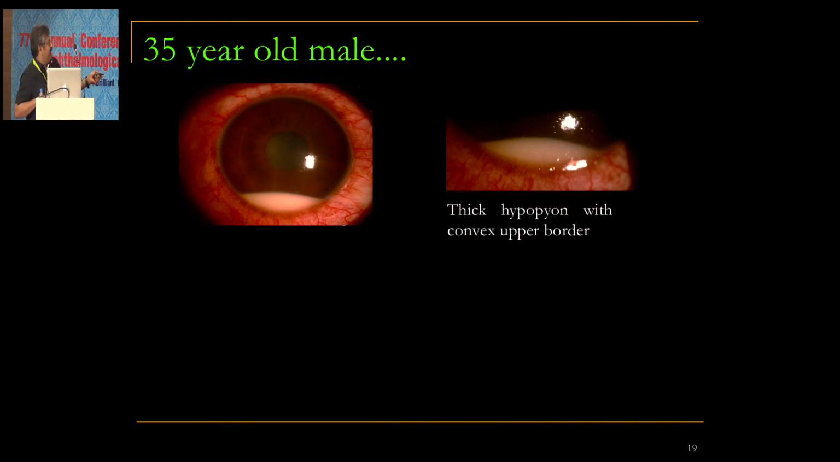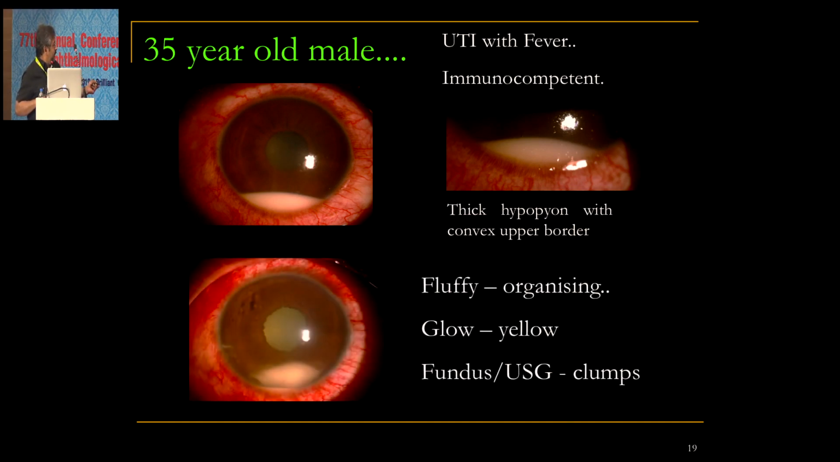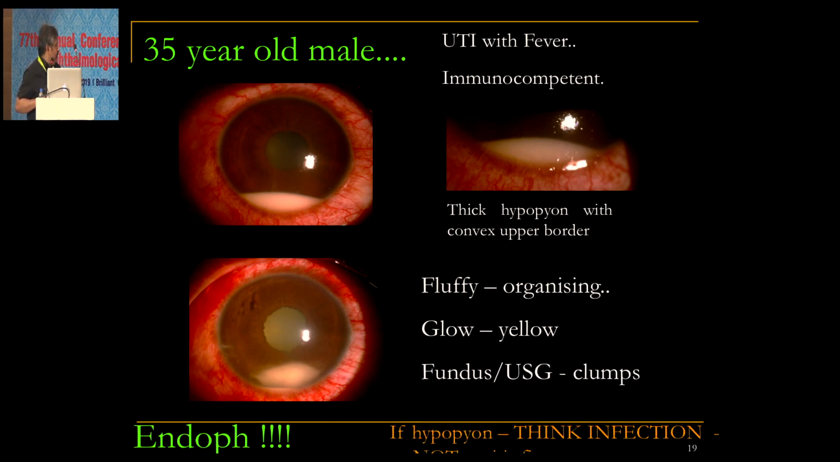But sometimes hypopyon should always scare you. There's an immunocompetent patient who had UTI with fever, had a yellow glow. See the glow like this. A yellow glow, fluffy, organizing. Fundus showed clumps. It's actually endophthalmitis. Okay. So remember that if hypopyon, think infection first, not uveitis.